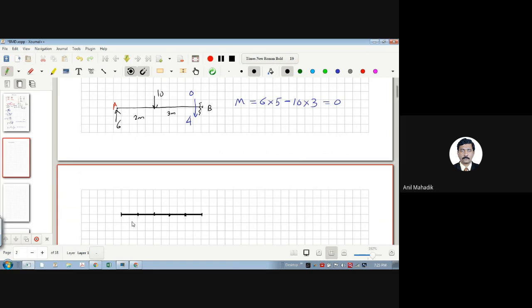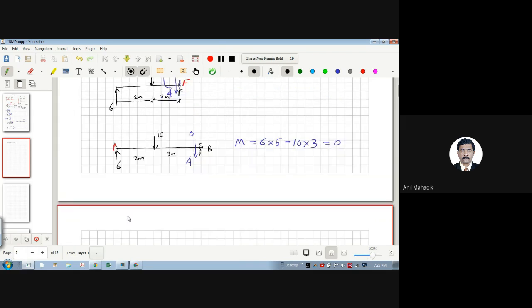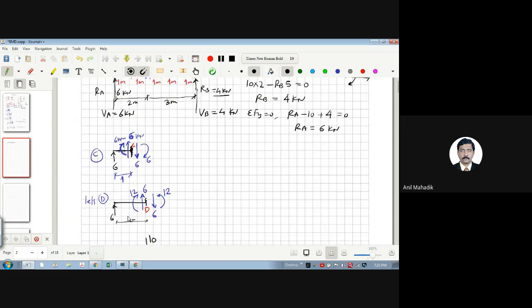Okay. So this is my A point, this is my B point, and this is my C, D, E, and F. Now what is the shear force at A point? A point पे कितना रहेगा shear force? 6 kilonewton. 6, because the reaction itself is a shear force. And what is the direction of it? Upward, right?